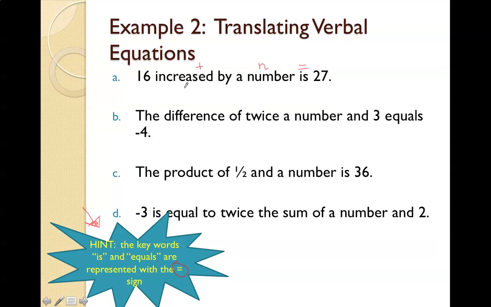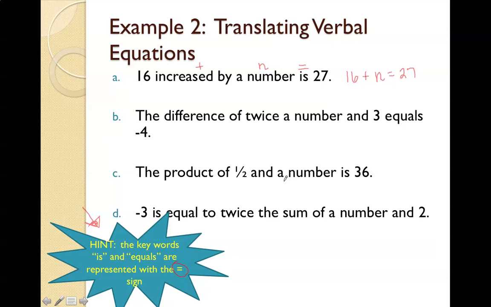So once I've kind of translated my way through this, now I'm just going to put it all together in numbers. I have 16 increased, I was adding a number, which is my variable, equals 27. So as long as I'm not dealing with more than or less than, I'm really just writing it. I start on the left-hand side, move over to the right, and just write it as I see it.